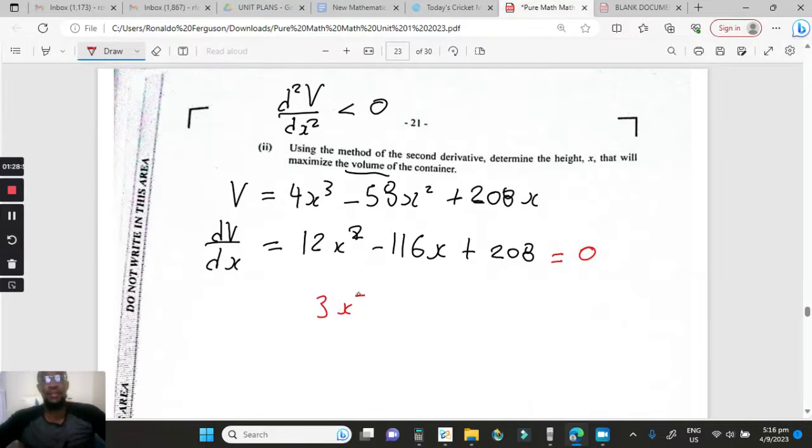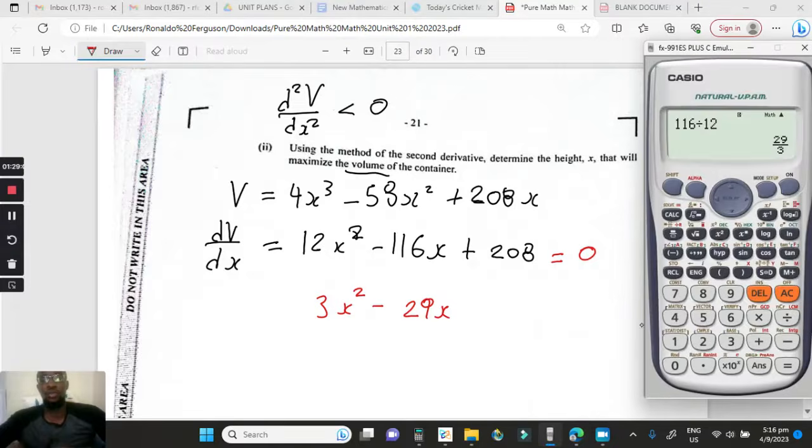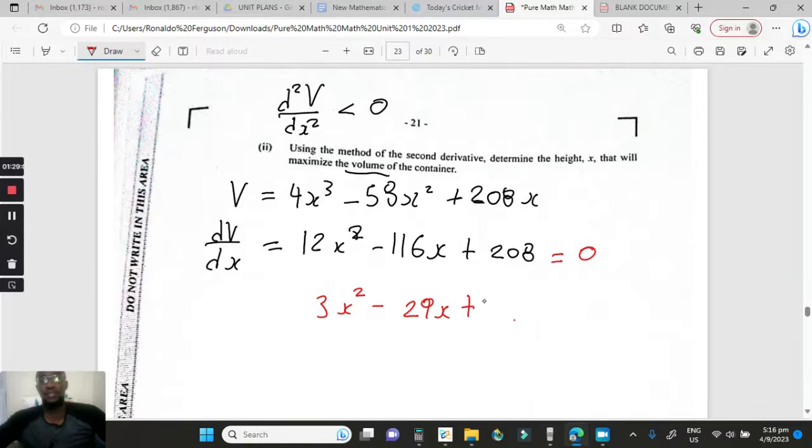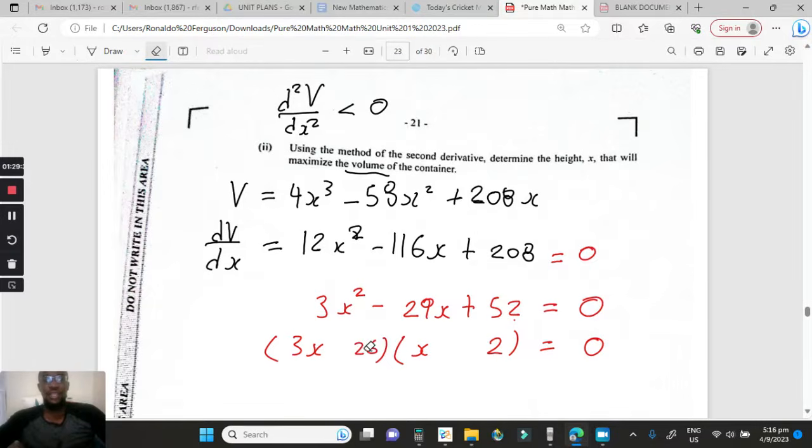3x squared minus 29x, and then 208 divided by 4, I think that's 52. Yeah, plus 52. Then we need to factorize this. 3x, x, signs are the same, both negative. Let's see. If I put 26 here, and I put 2 here, would that work? Let me see. That is 6. No, this won't work. We're trying to get 29 in the middle.